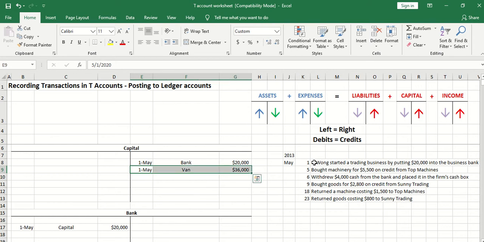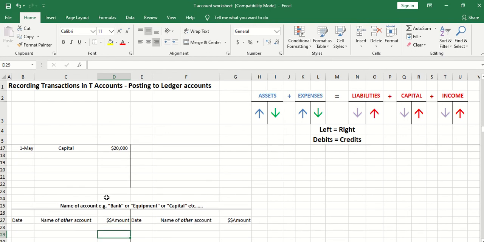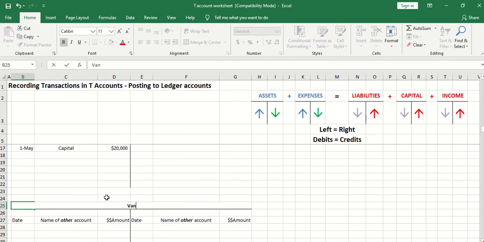But I've only got one entry. I've only got one entry now on the right-hand side. I need an entry on the left-hand side. Van is an asset. Just like here, bank is an asset. Van is an asset. So if I want to put an entry on the left-hand side to increase assets, I will increase my assets. So let's create another account.